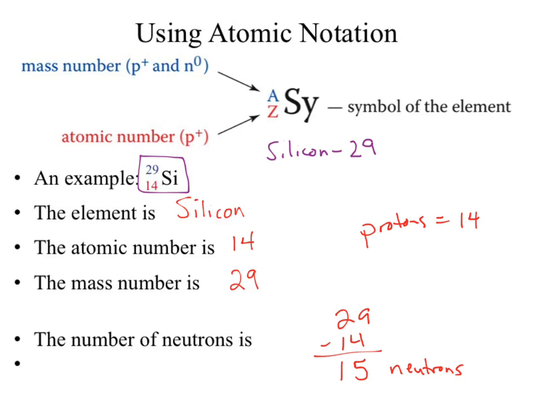How many electrons? 14. How do you know it's 14? Protons and electrons are the same amount. If we look in the upper right-hand corner of our atomic notation, what do we see? No charge. Nothing, which means 0 as our charge. The number of protons must equal the number of electrons. If I've got 14 protons, I've got 14 electrons. Okay? Questions about that?